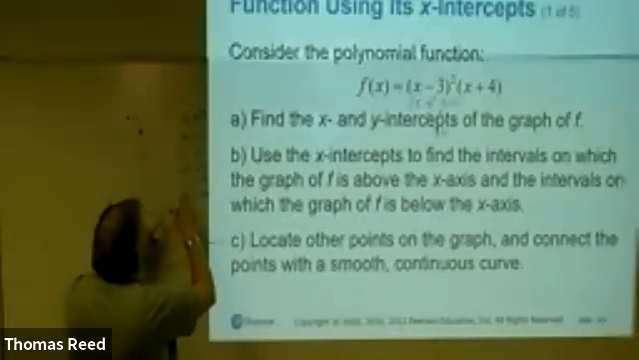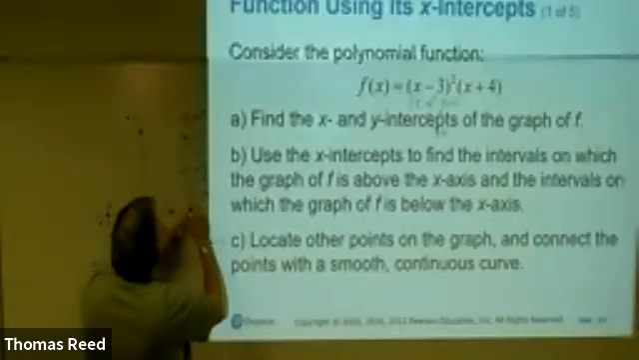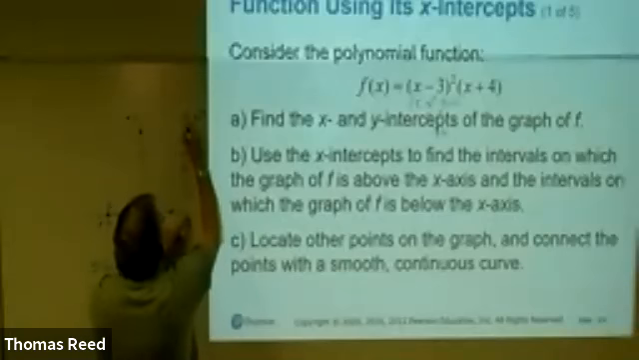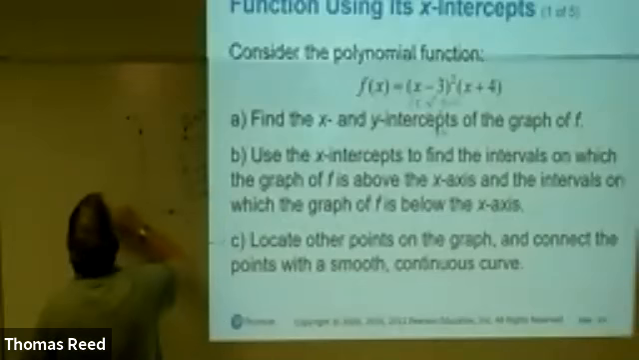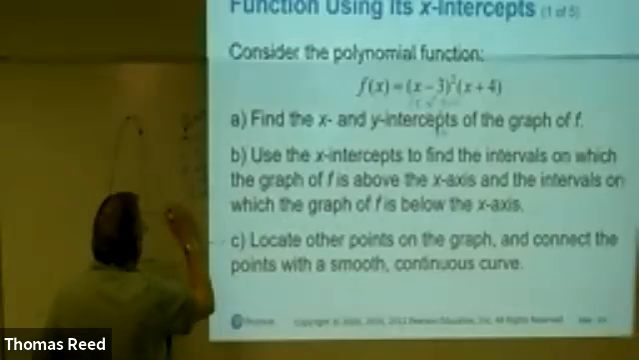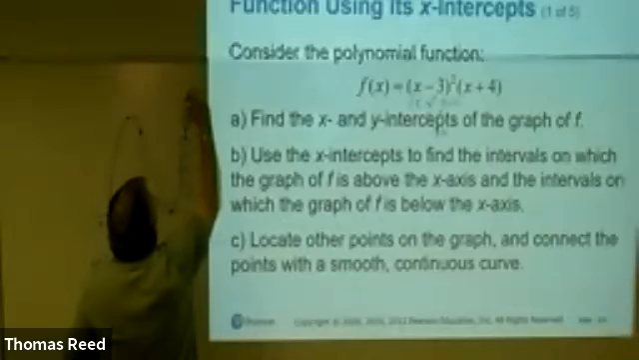And at 5, it's back up to 36, which is about here. And so it's going to come up to here, make a turn, and come down to here, and make a turn, and go up that way.